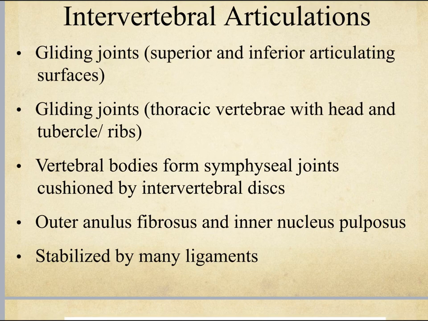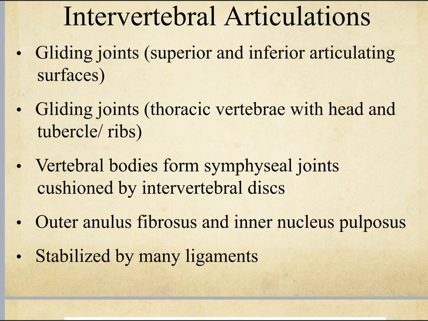Now we're going to end our conversation with a couple more examples of articulations, like our intervertebral, and then look at some pathologies that can occur when we damage these joints. So intervertebral articulations, they are gliding joints, so superior and inferior articulating surfaces, right? We get more gliding joints of the thoracic vertebra with the heads and tubercles of the ribs. Our vertebral bodies form symphyseal joints, which are cushioned by intervertebral discs. So again, a symphysis, these fibrocartilaginous pads.